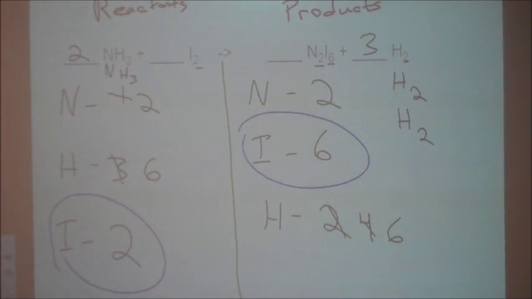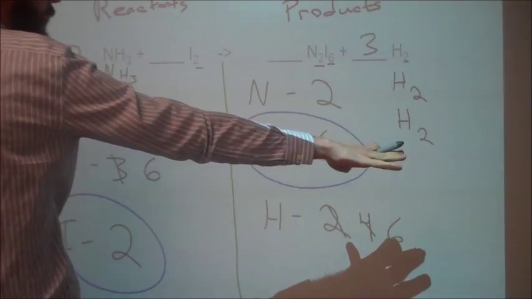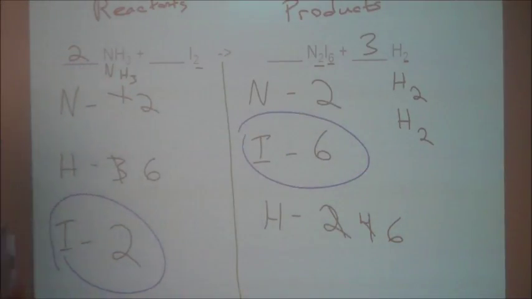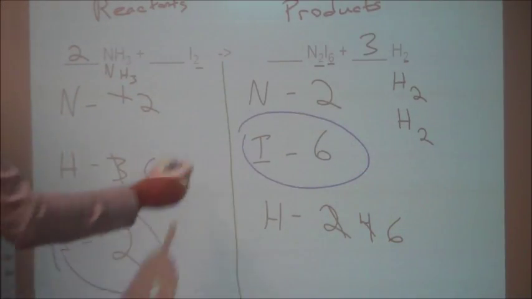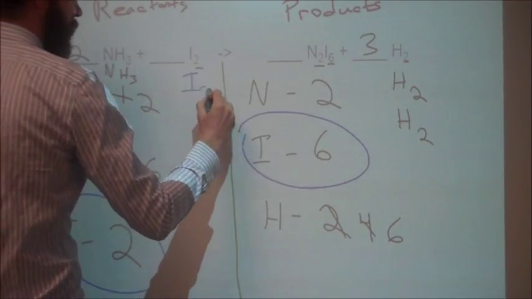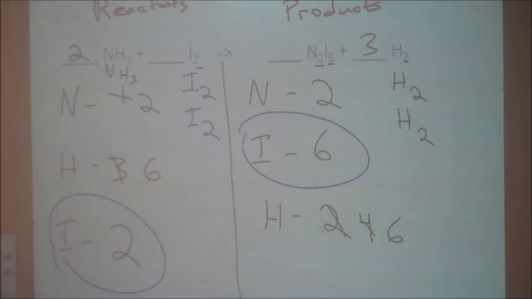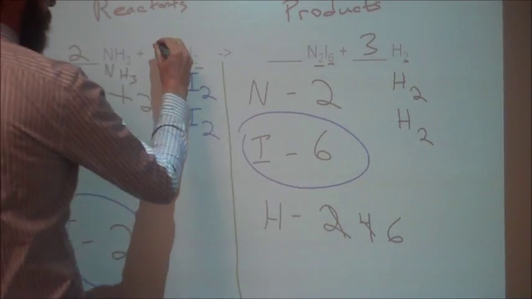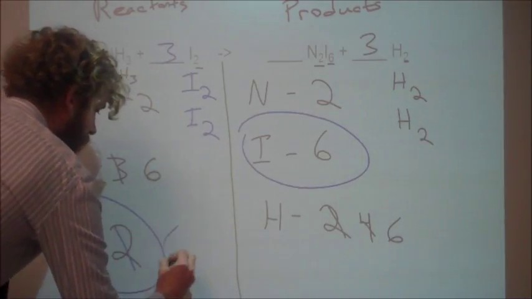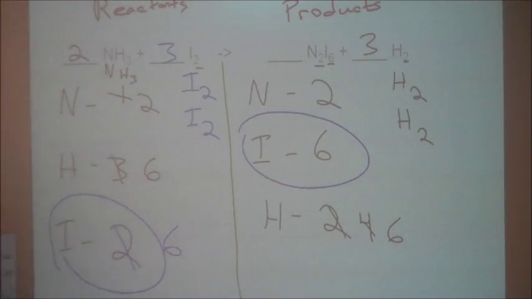So we're going to go ahead and do that next. We have more iodine in the products than the reactants. So what we have to do is add more I2s, so that we have a total of 3 I2s. This becomes 6, and we are balanced. Done. Alrighty, that is balancing equations. Go ahead and complete the rest on your own.